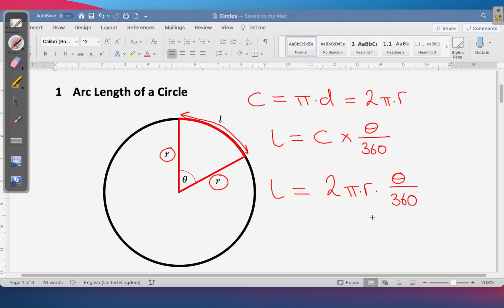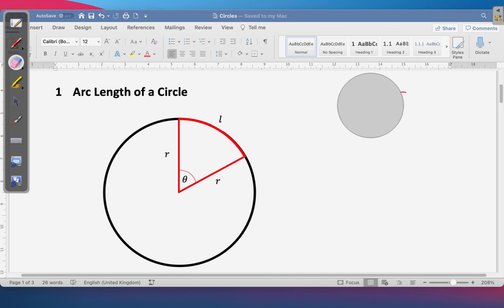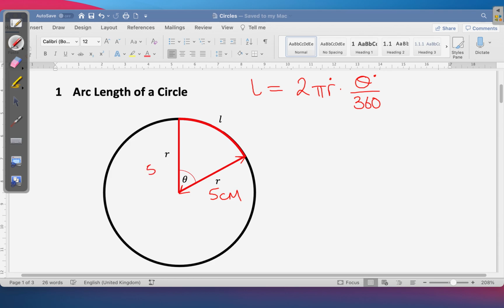Now let's try this as an example with some numbers. I'm just going to tidy this up slightly. So the equation that we're using is L, for arc length, is equal to 2 pi r times theta divided by 360. We need to know what the radius is and what theta is. I'm going to say that the radius is 5 centimetres, so this distance here is 5 centimetres, which also means that this one is 5 centimetres. And we're going to say that the angle at the centre is 60 degrees.